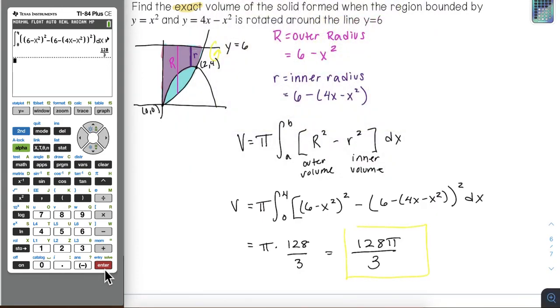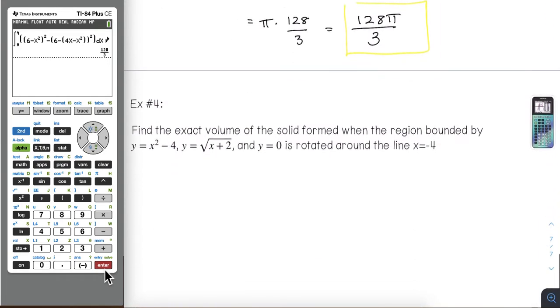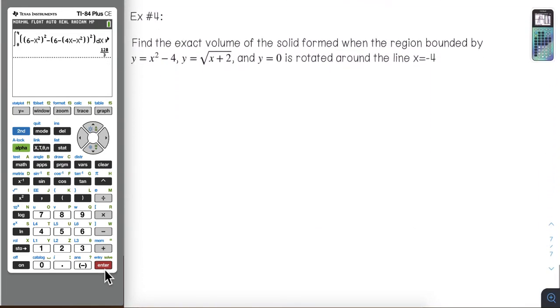So let's do another washer one just so we can get the idea here. Let's do around a vertical line now. We want to find the exact volume of the solid formed in the region bounded by y equaling x squared minus 4, y equals the square root of x plus 2, and y equaling 0 rotated along the line x equaling negative 4. Okay, so let's clear this up a little bit. Okay, so we've got x squared minus 4, we have the square root of x plus 2, and y equaling 0. So that's just the x-axis.